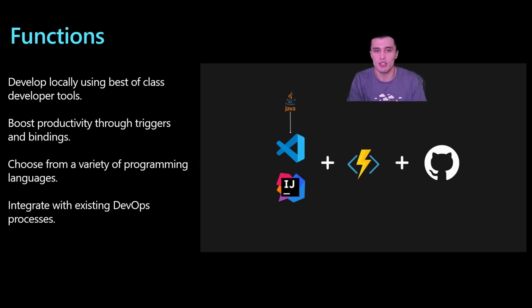Last one is GitHub Actions. It makes it easy to automate all your Java software workflow using world-class CI and CD tools. You can build, test, and deploy your code to Azure right from GitHub.